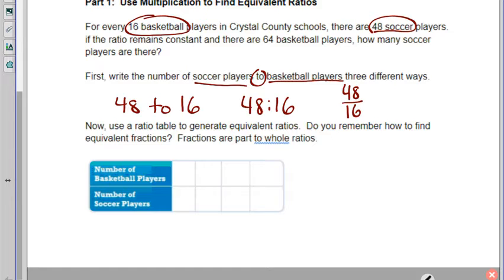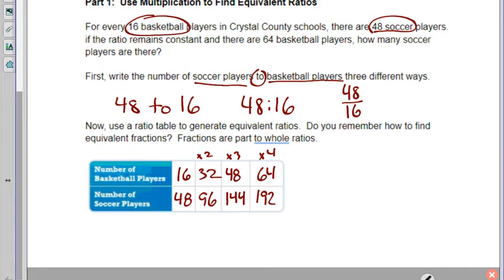Now we're going to use this table to generate some equivalent ratios. I'll start with the original: 16 basketball players and 48 soccer players. Now I'm going to multiply both by 2, so I get 32 and 96. Now I can multiply my original ratio by 3, so I'm going to get 144, and then I can do it times 4, which is going to be 64 and 192. They're asking about 64 basketball players. Well, here we are. If there are 64 basketball players, there are 192 soccer players.